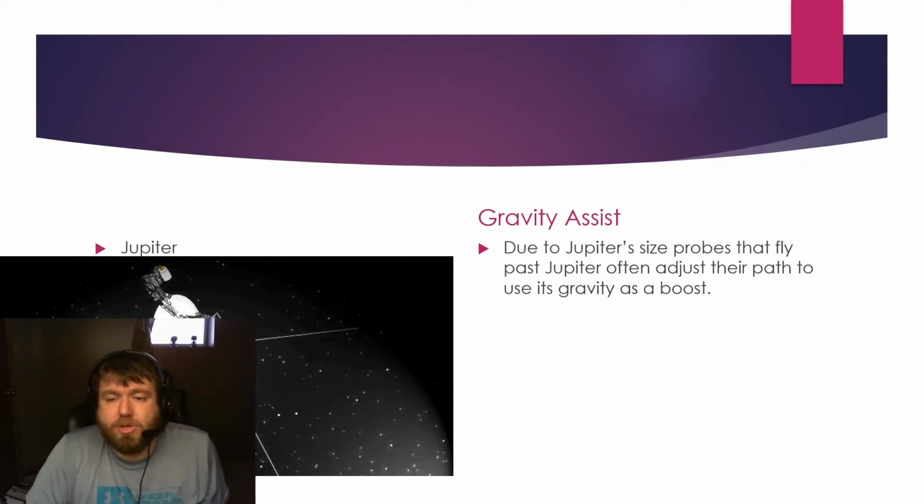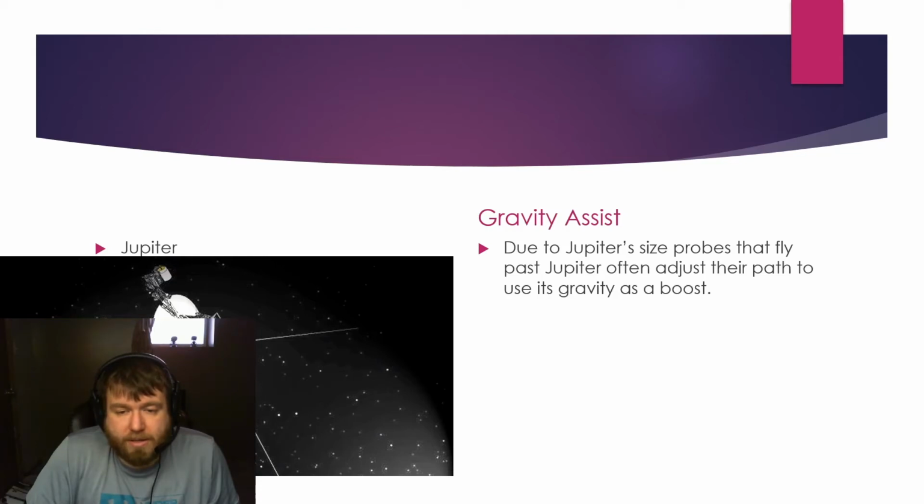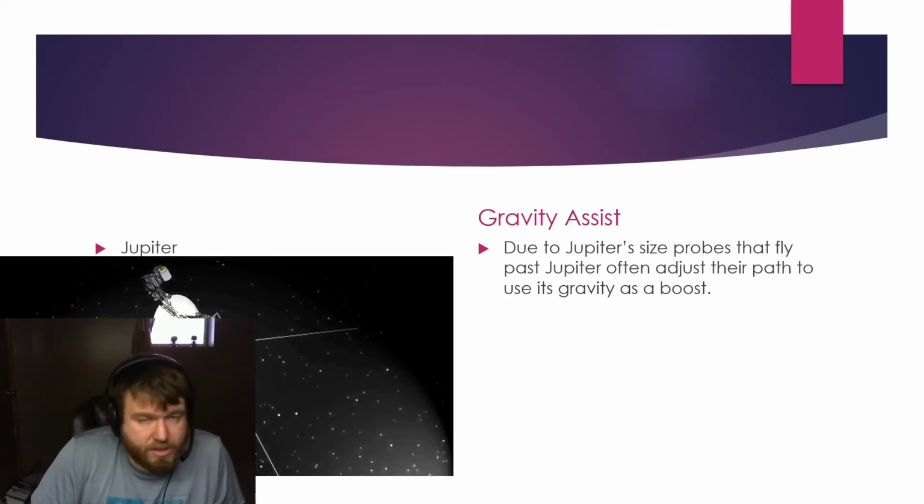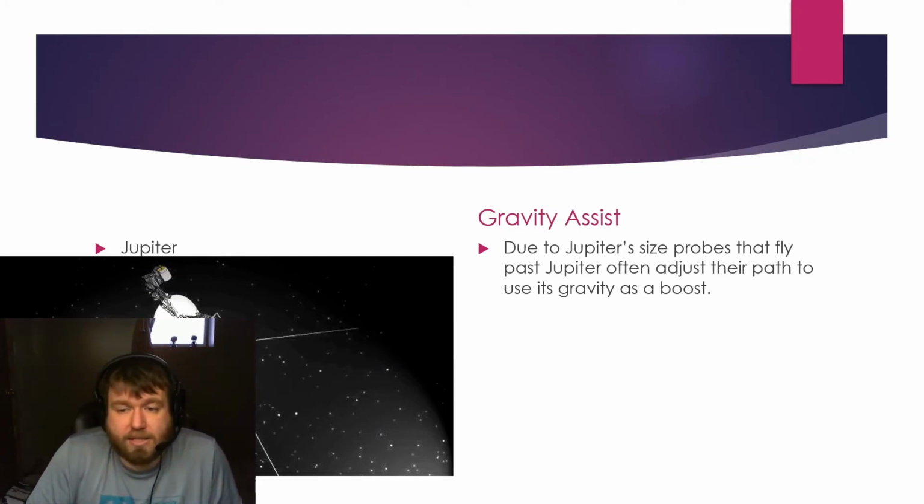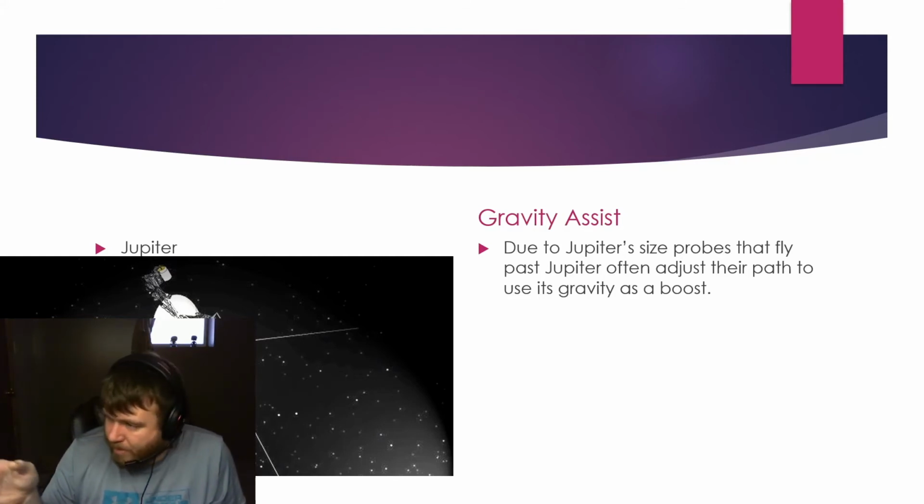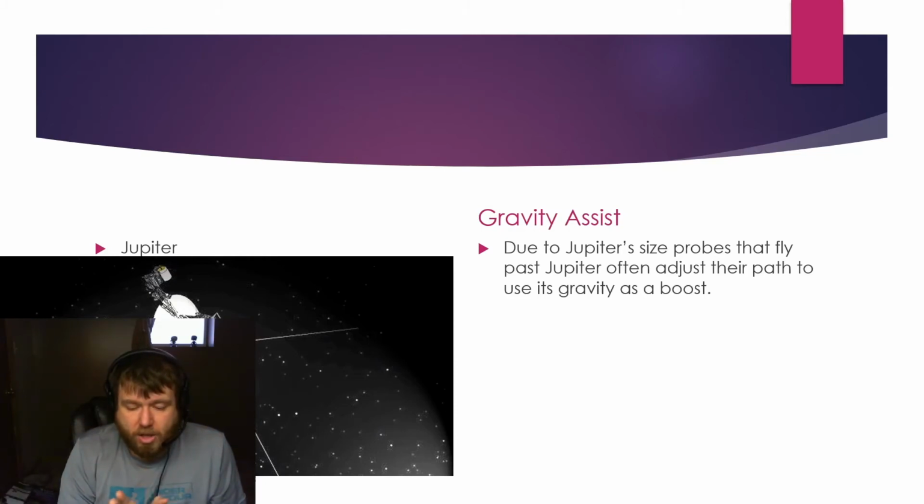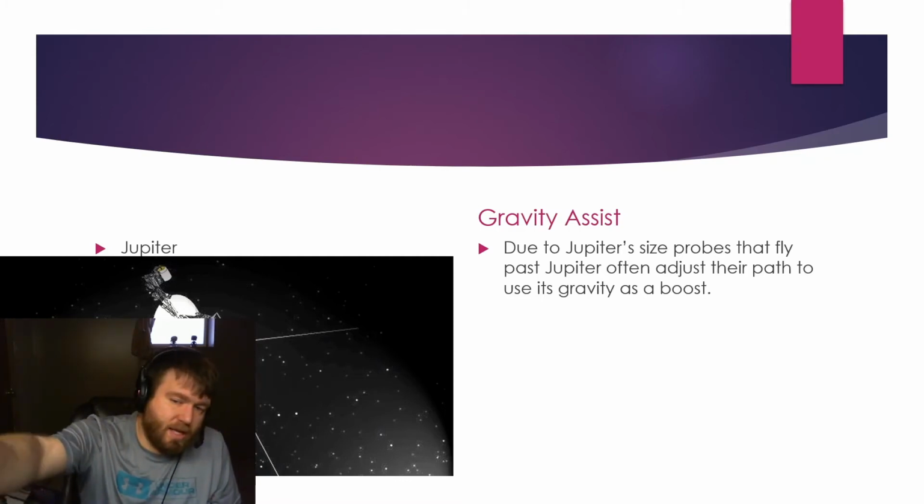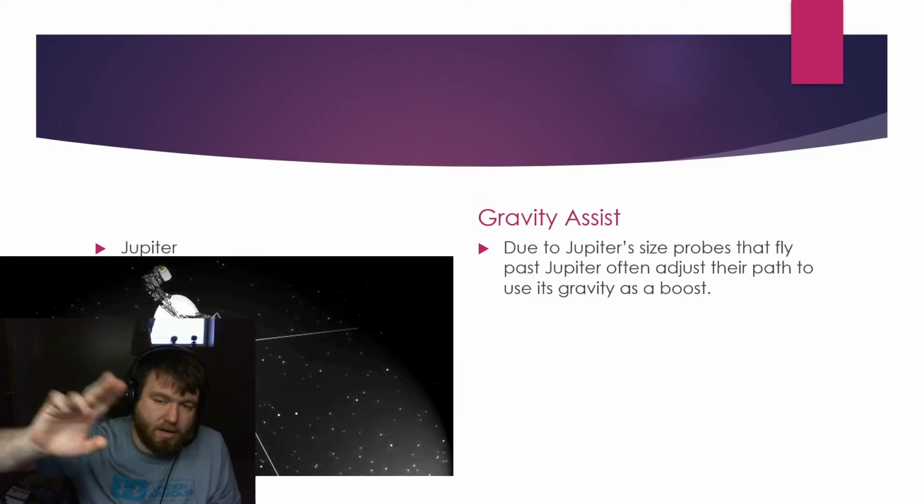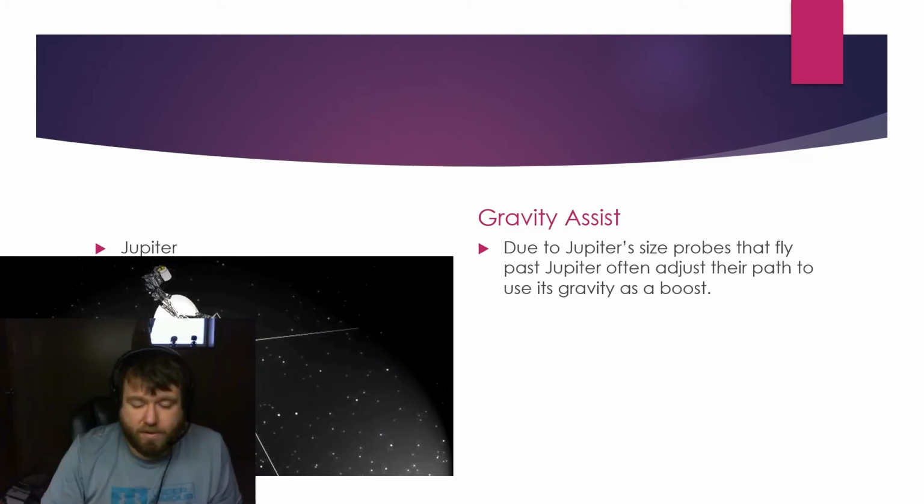Gravity assist. Due to Jupiter's size, probes that fly past Jupiter often adjust their path to use its gravity as a boost. So these different space telescopes and probes that we send out into space, if they go past Jupiter, they can adjust their path so that they go into the gravitational pull of Jupiter, and then slingshot themselves around in a way that uses Jupiter's gravity as a boost to send them further out into space.